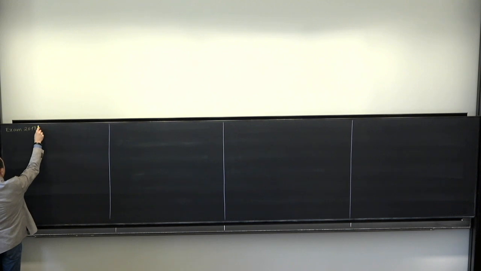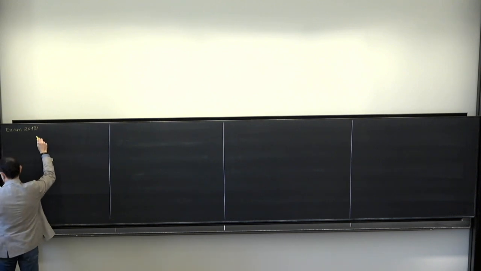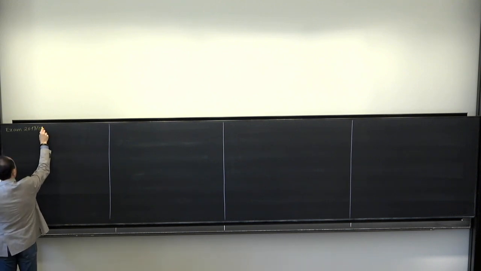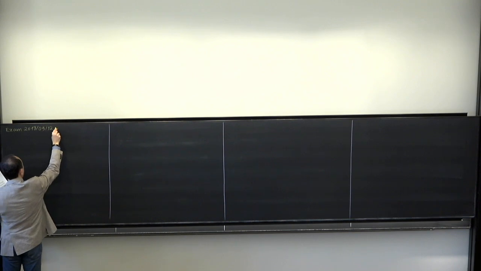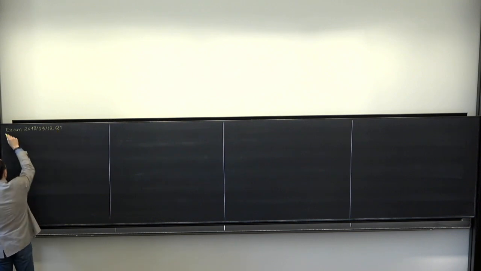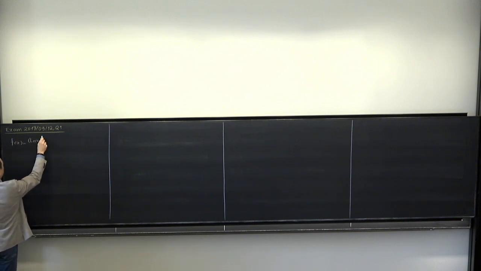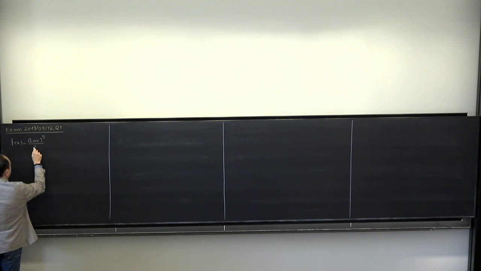2018, 03, 12, question 1. Okay? So the question is that you are supposed to find all primitive functions for this function, f of x equals ln of x to power 3, divided by x. So the question is to find all primitive functions of this function.